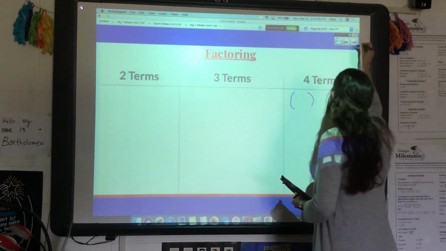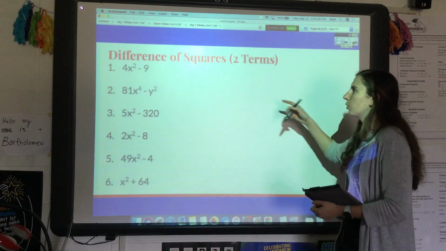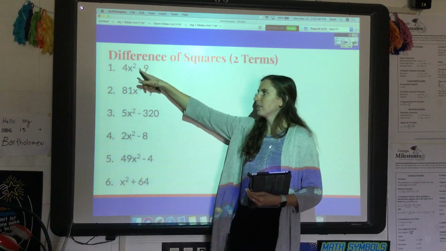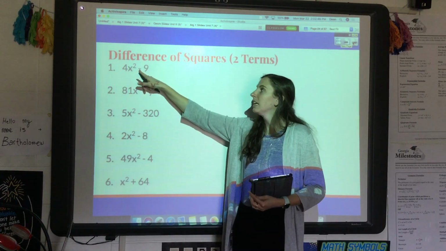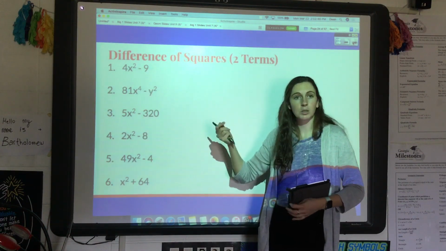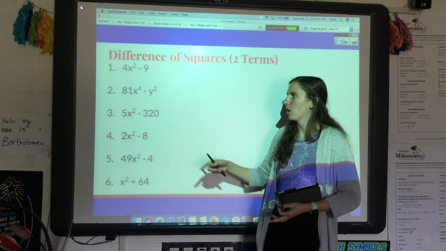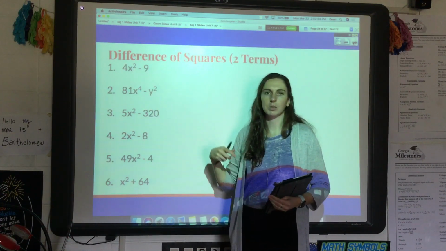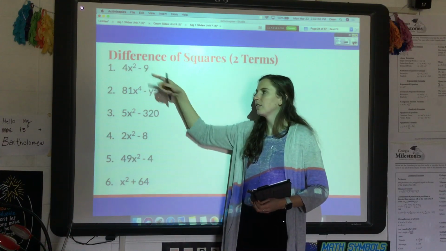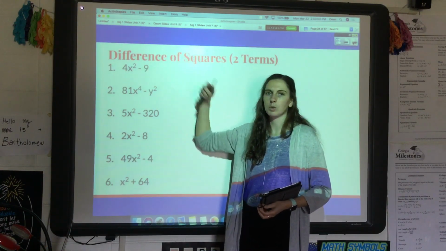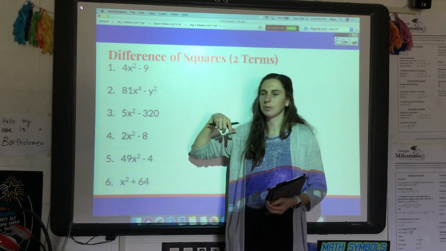With 2 terms in the past, you were looking for the difference of squares. So it has to be a difference, it has to be subtraction. And you were looking for 2 perfect squares, things you can square root evenly. So 4x squared, that square roots evenly, and 9, that square roots evenly. It's not -9, where the negative has to be there for it to be the difference of squares. It's just can 9 square root.